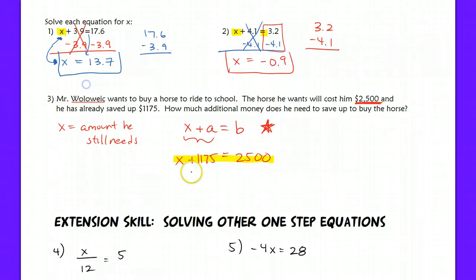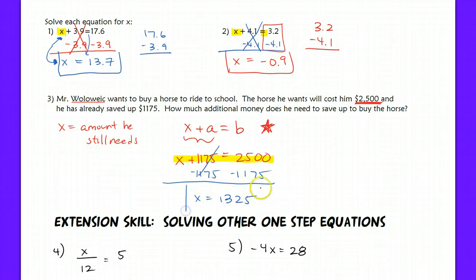Now when you solve for x, of course you're going to subtract the 1,175 on both sides, and you are left with x equaling $1,325. Now that, again, would be the same amount of money that you would have gotten if you had just subtracted the two numbers, but we really need to see this equation, because once we start getting into more difficult word problems, you need to have this basis and be able to show your work for these word problems.